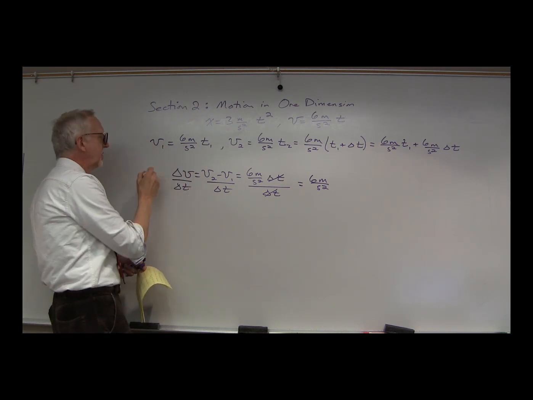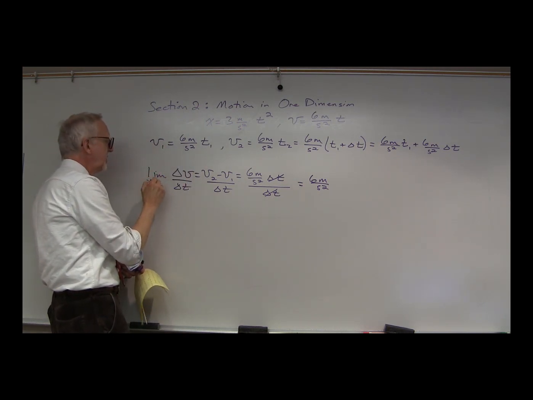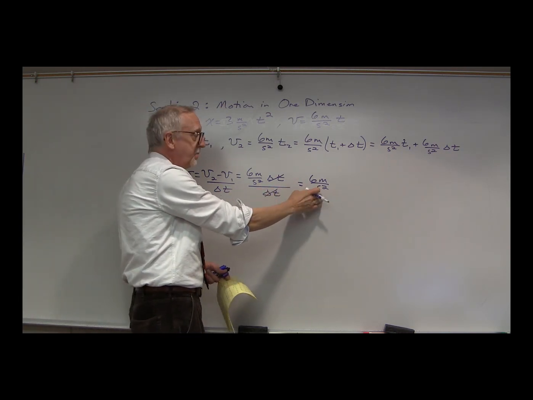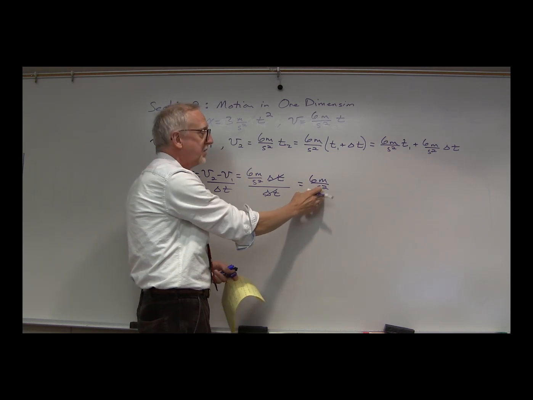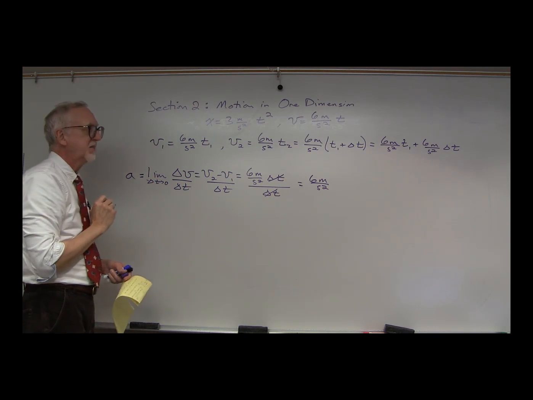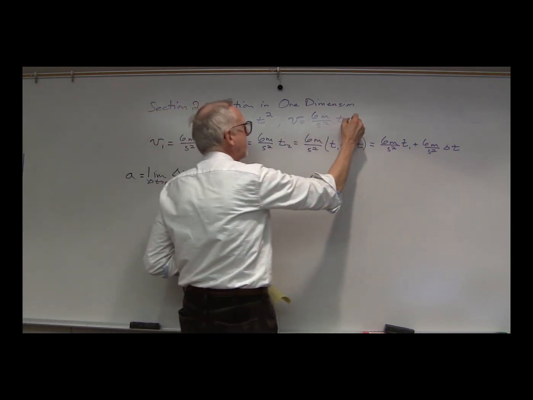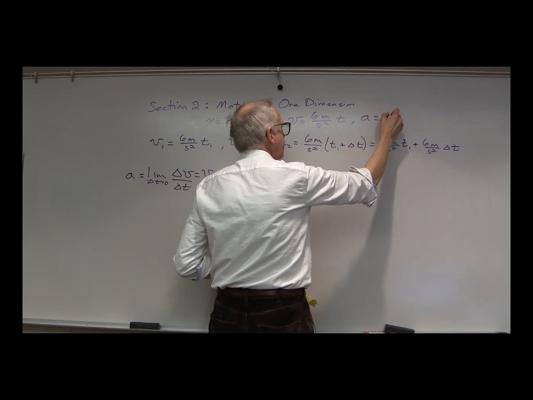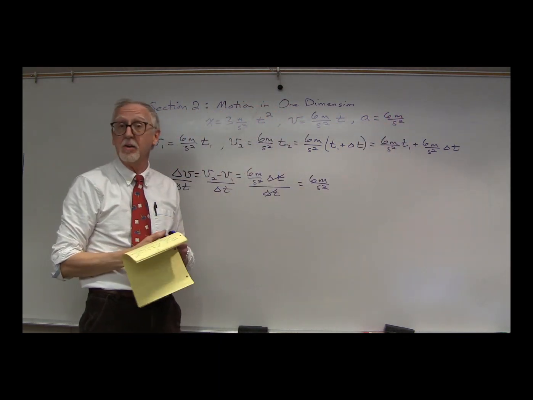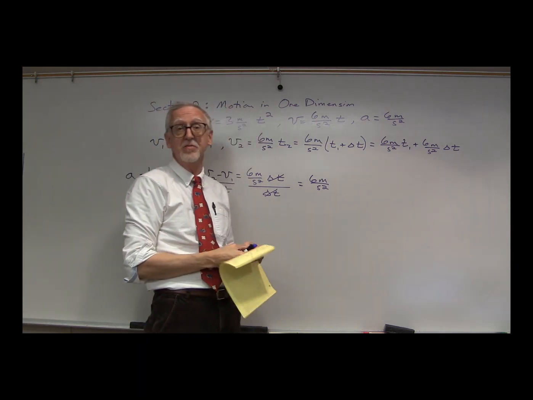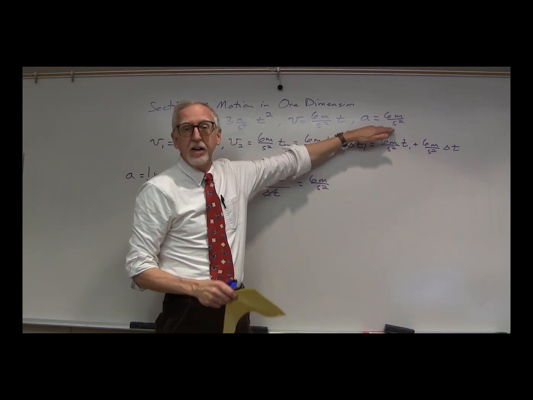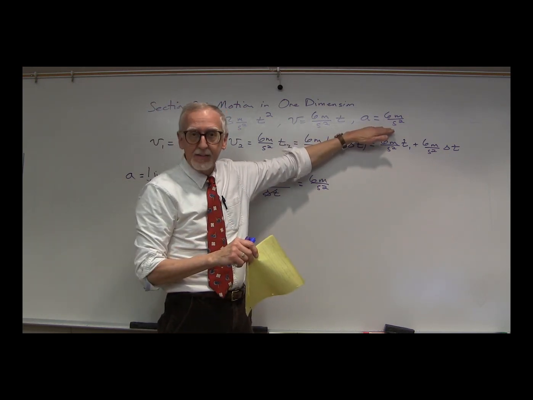We take the limit that delta t goes to 0, but there is no delta t, so it doesn't matter. That's just a constant value. As delta t goes to 0, that does not change. And this is going to be our instantaneous acceleration. So what do we find? Our acceleration is 6 meters per second squared. In this case, it's a constant value. It does not change with t. It is independent of time. It's just constant. So what we have is a uniform acceleration. Uniform acceleration just means a constant acceleration.